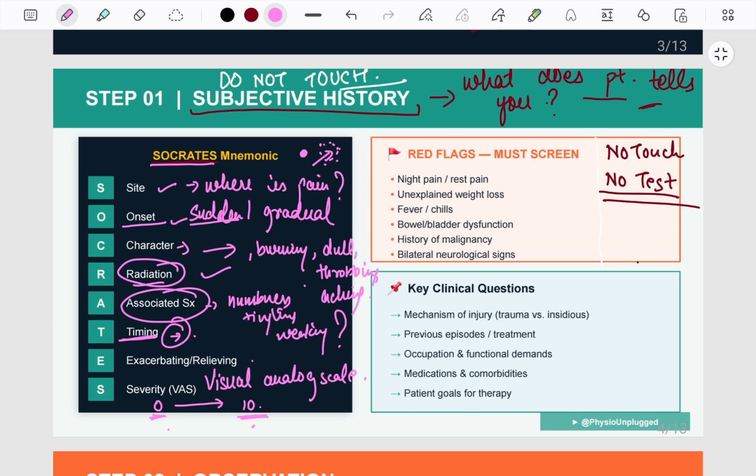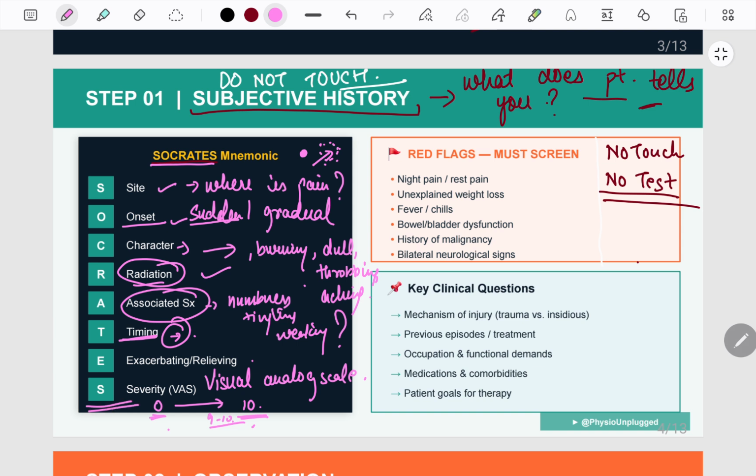See, if there is a pain of like 9 or 10, it counts as an emergency situation. In that situation, we cannot go on with a conservative treatment. We have to involve medical treatments or emergency services. That is why it is very important to note the VAS scale.